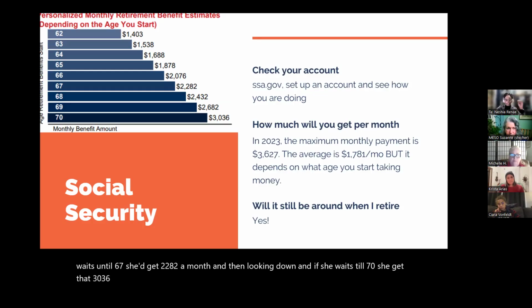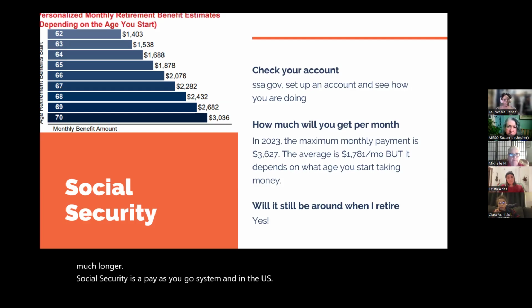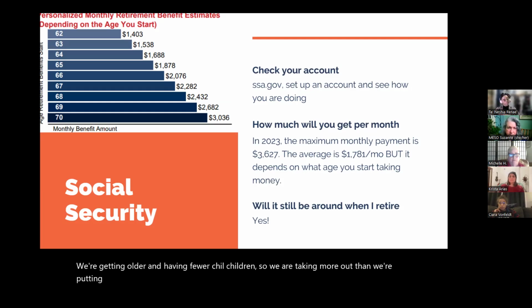Lastly, there is a lot of talk about Social Security not being around for much longer. Social Security is a pay-as-you-go system, and in the US, we're getting older and having fewer children. So we are taking more out than we're putting in. We have until about 2035, which seems like maybe a ways away, but is fast approaching, to fix the problem.